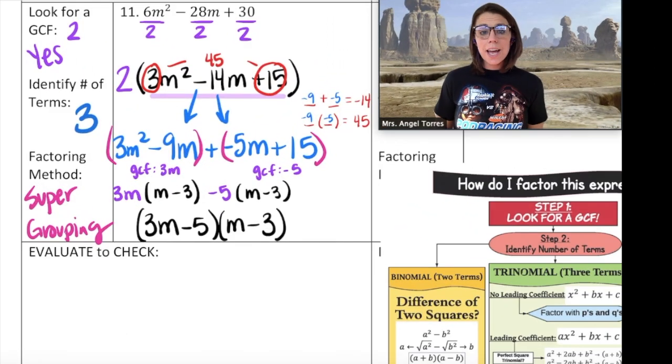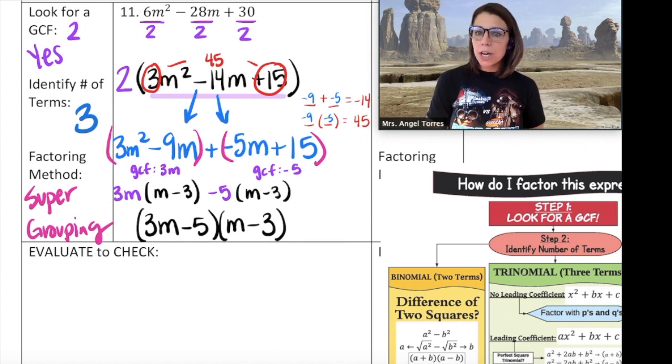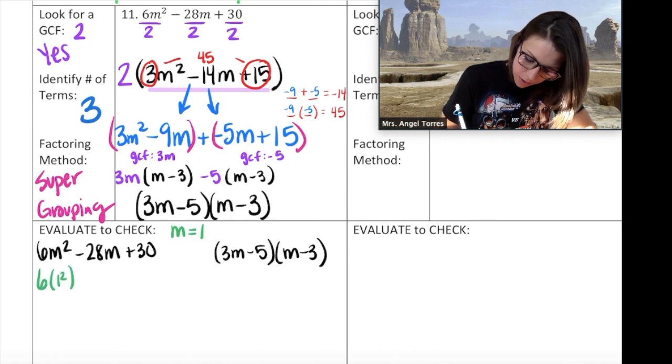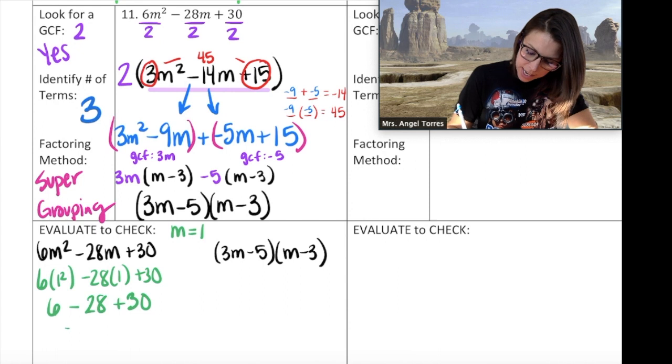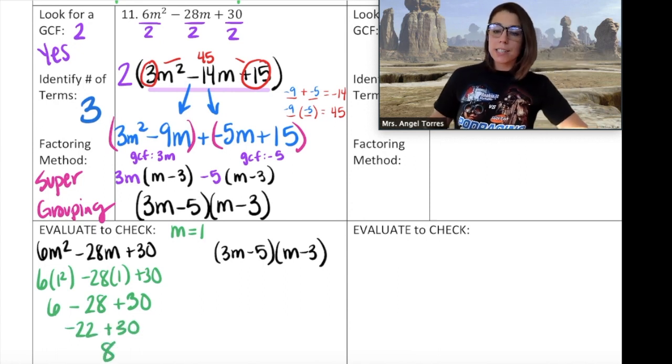Great, so this time I chose to use supergrouping and I ended up with the binomials 3m minus 5 and m minus 3. I'm going to go ahead and set up my evaluate to check. Here we go. 6 times 1 squared minus 28 times 1 plus 30. That's 6 minus 28 plus 30. 6 minus 28 is negative 22 plus 30 is 8. So it appears the first expression has a value of 8.